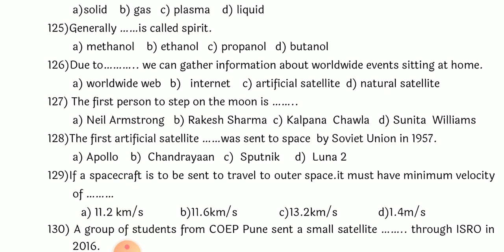126. Due to dash we can gather information about worldwide events sitting at home. Due to the internet, that is option B. You can read it on page number 136: the first person to step on the moon is Neil Armstrong. Option A. The first artificial satellite dash was sent to space by the Soviet Union in 1957. Option C, Sputnik.